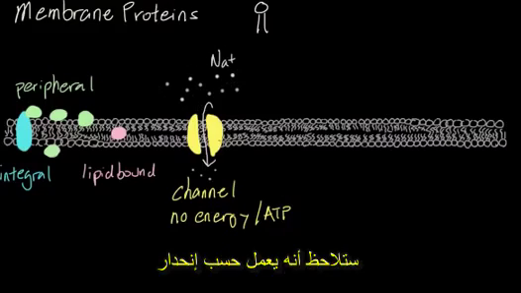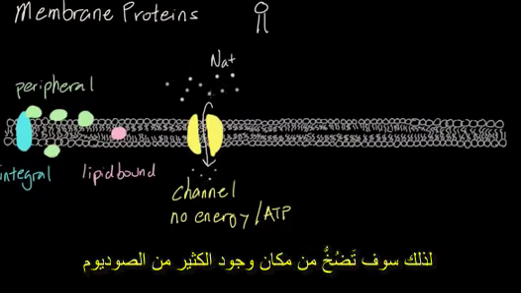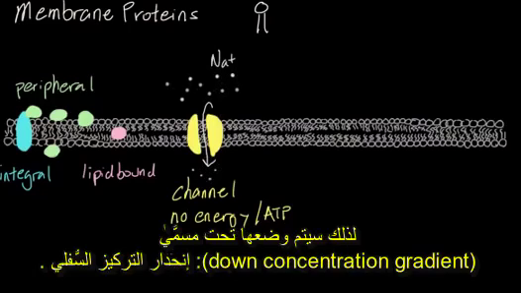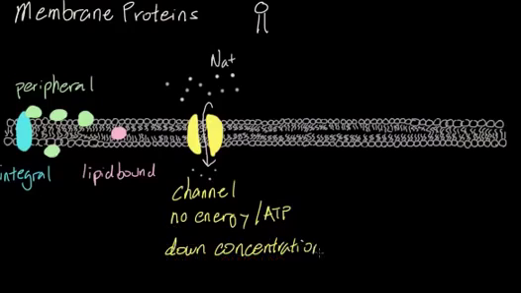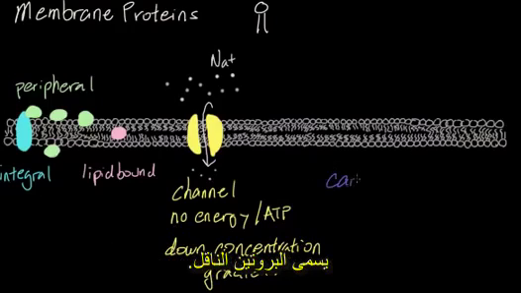you'll notice that it'll go with the concentration gradient. So out here there's a lot, and inside there's very little. So it'll pump from where there's a lot of sodium into where there's very little. So it'll go what we call down a concentration gradient. The second type of very important integral protein is called a carrier protein.